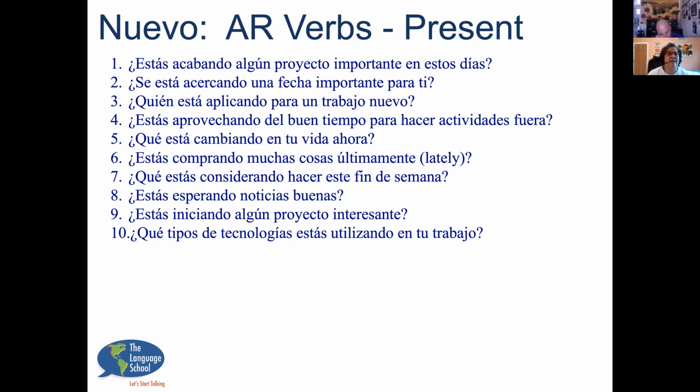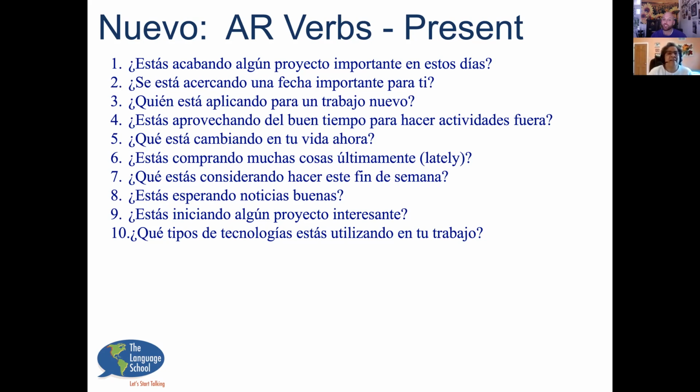Let's see. Estoy cambiando, I want to say my eating habits. Los hábitos de comer. Okay. O la dieta, mejor. Okay. So, estoy cambiando la dieta. Okay, okay. So estoy cambiando mi dieta.